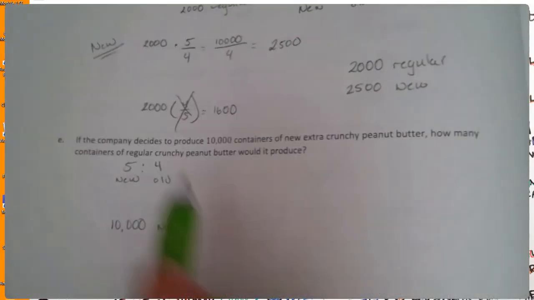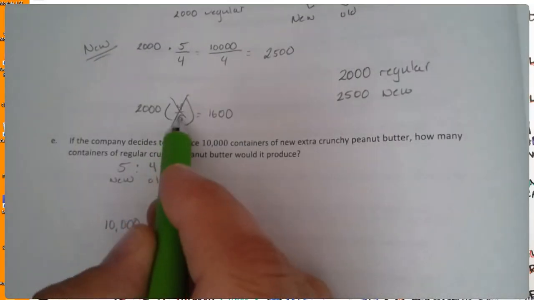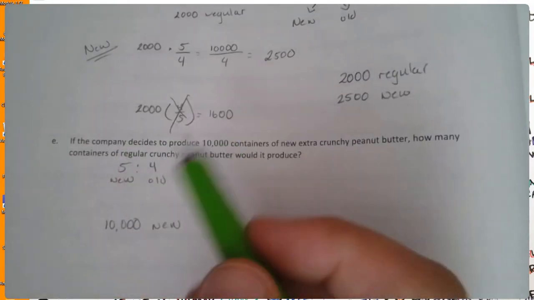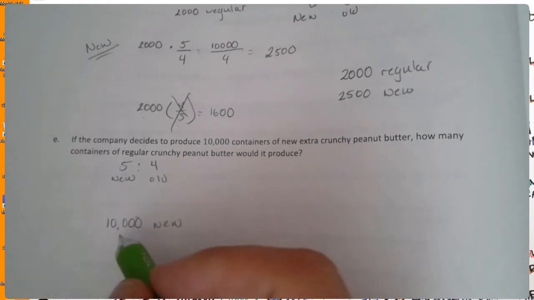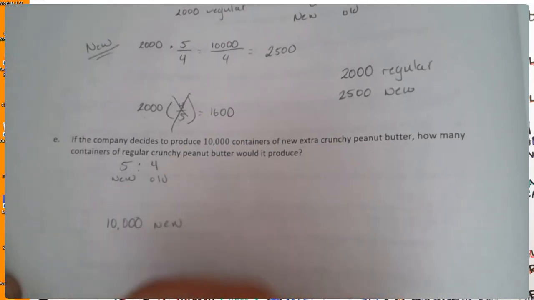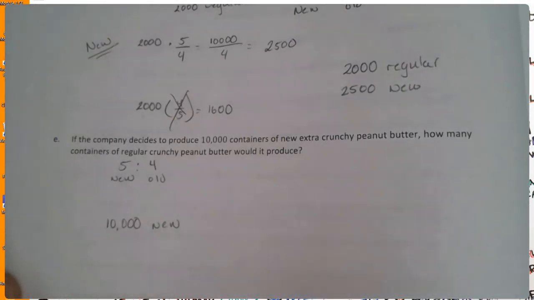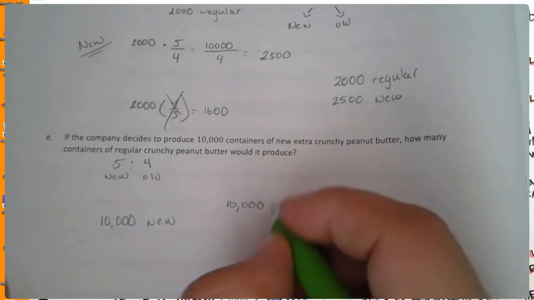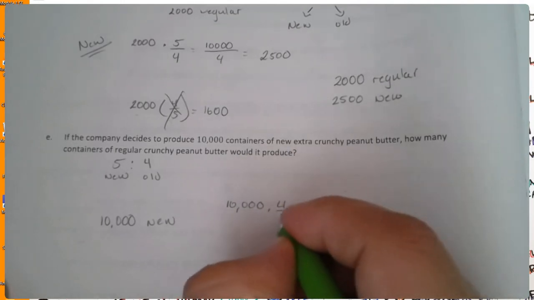because if you look back at the beginning, when we used 4/5, we got a number that was less than 2,000. Well, we need a number that's going to be less than 10,000. So instead of multiplying 10,000 by 5/4, we're going to multiply 10,000 by 4/5, because that will give us a number less than 10,000. So we're going to multiply it by 4/5.